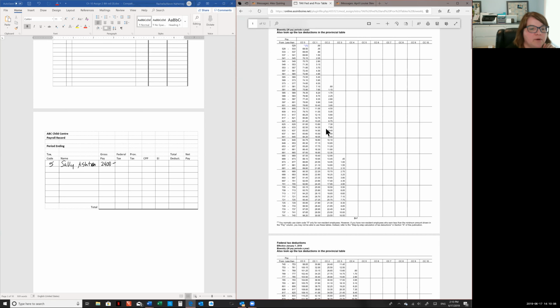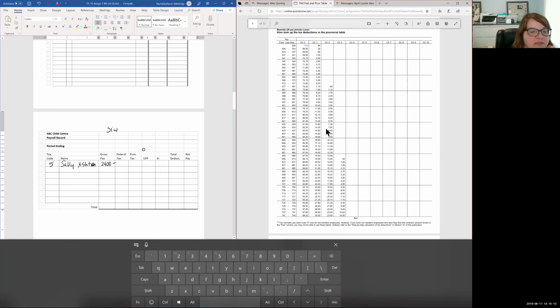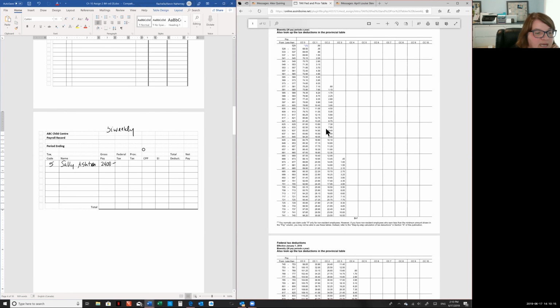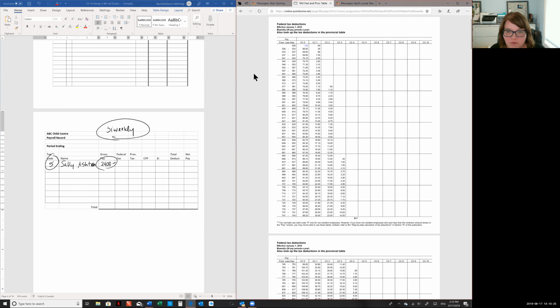What we want to remember is a couple of things. What is the pay frequency? It's biweekly. What is the tax code? It's number 5. And what is her gross pay? $2,400. Those 3 pieces of information are mandatory. You have to know them before you even go into the tax tables. So now I want to do this column here, federal tax.